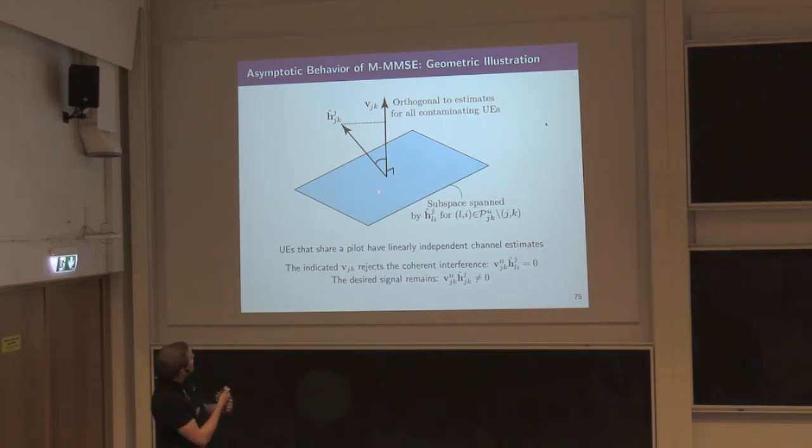And that means that I can pick a combining vector that is orthogonal to this subspace that is spanned by the users that are interfering with me in the pilot transmission. By doing that, I will get no coherent interference from them. And this vector will still not be orthogonal to my own channel. So that means that I can make sure that all of the interference terms are 0, while my desired signal term is non-zero. And this I can only do if they have linearly independent covariance matrices. Otherwise, this channel will also lie in this subspace.